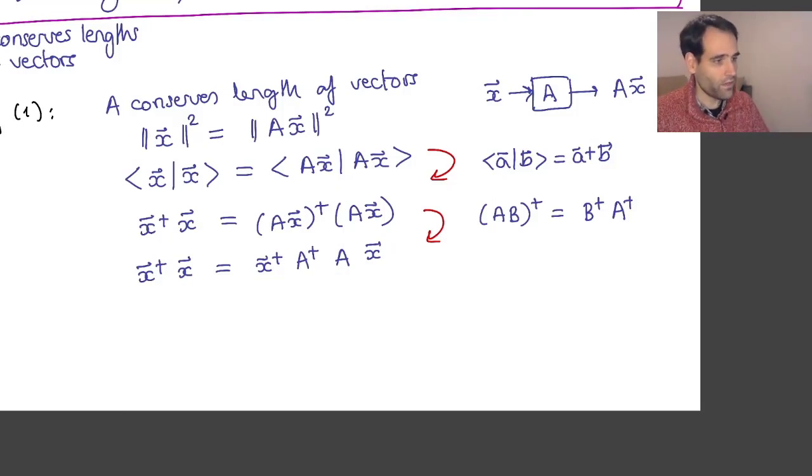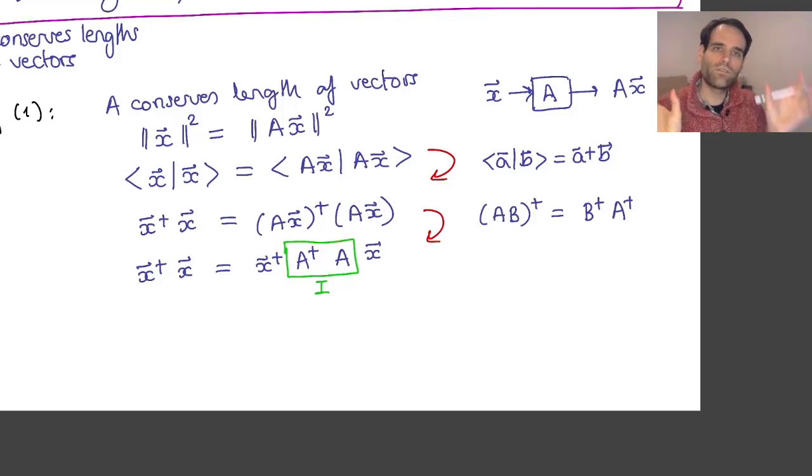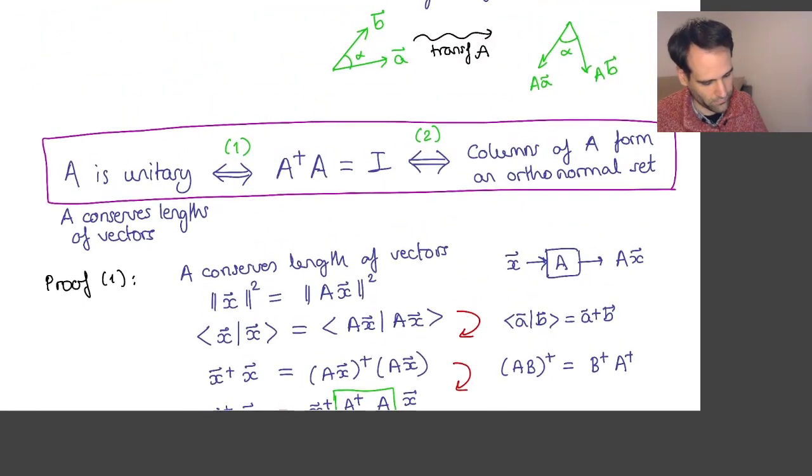Yeah. And now if we compare the left-hand side with the right-hand side, it is obvious that this thing in the center must be equal to I, because the left-hand side has to be equal to the right-hand side. So this operation here in the center must be equivalent to doing nothing. And therefore, A dagger times A equals I, which is what we wanted to prove. So we have proved the first statement. Yes? Okay, what about the second statement?